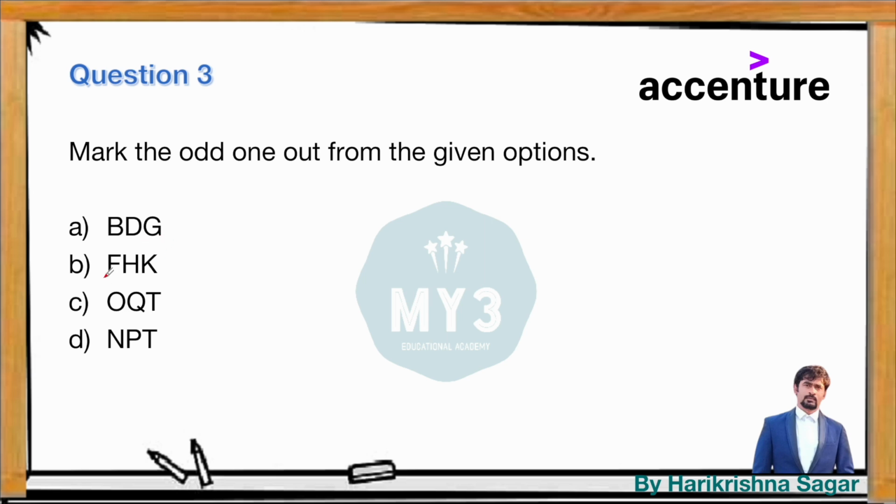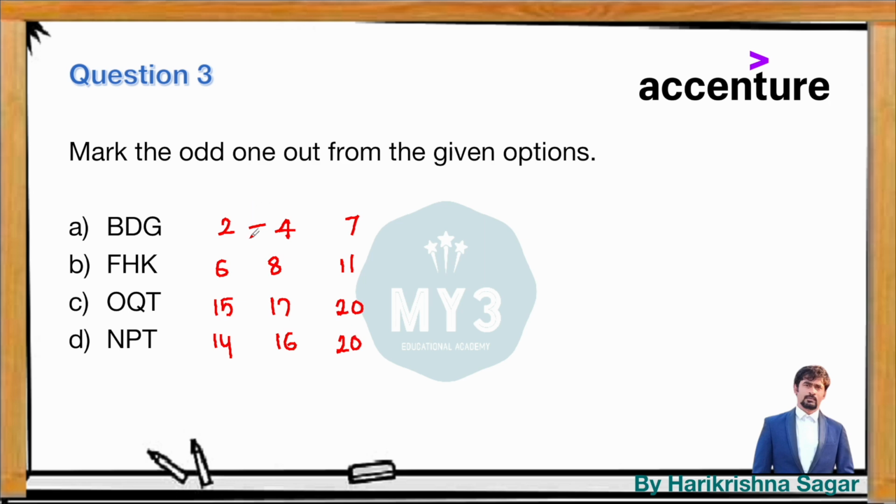B, D, G, F, H, K, O, Q, T, N, P, T. First, write the alphabet positions. B is 2nd alphabet, D is the 4th alphabet, G is the 7th alphabet. F is 6, H is 8, K is 11th alphabet. O is 15, Q is 17, T is 20. N is 14, P is 16, T is 20.